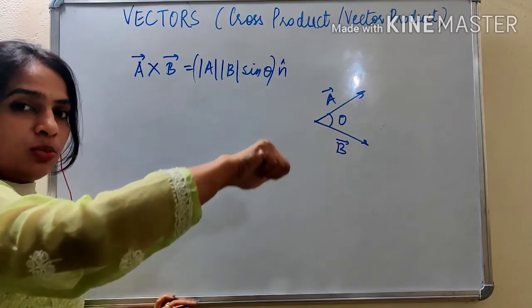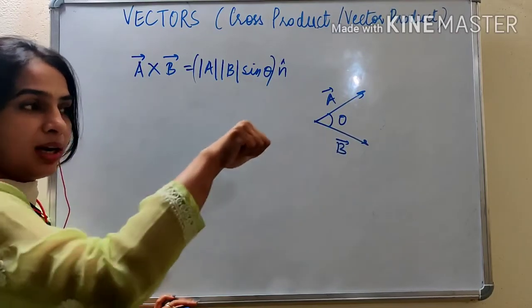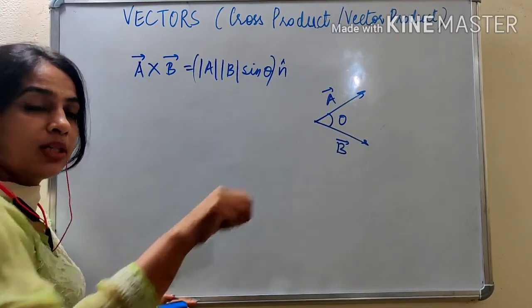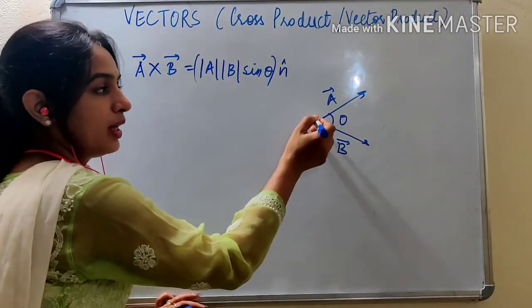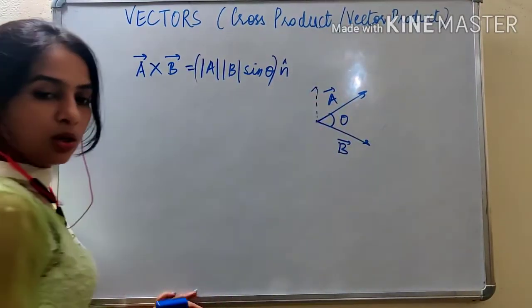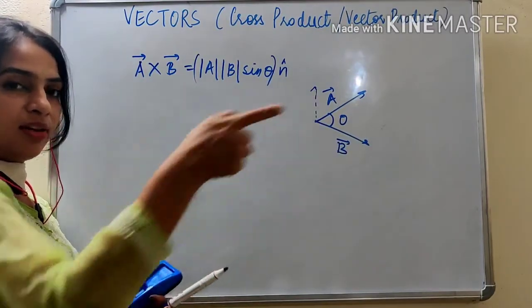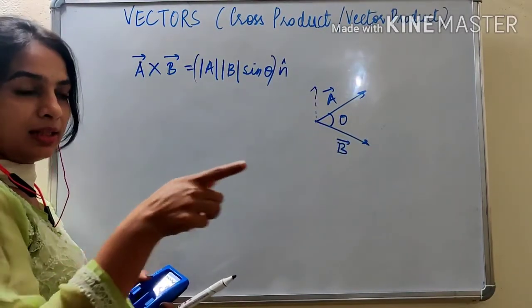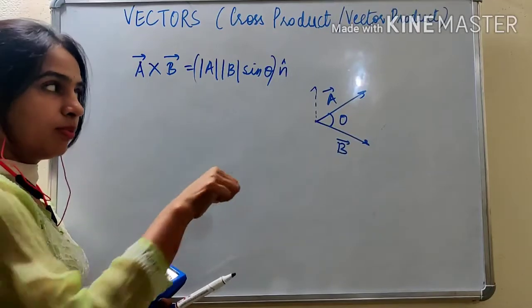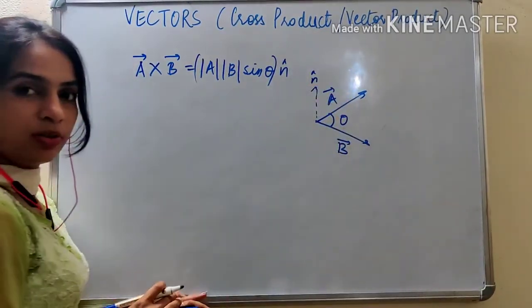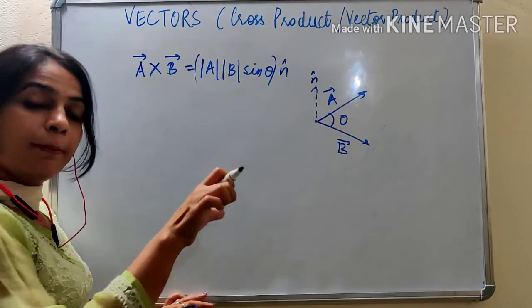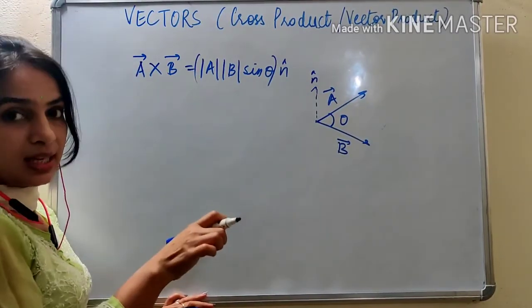So A to B, when I curl the fingers of the right hand, where does my thumb point? It is perpendicular and going inwards. I am drawing this way. Okay, it is like this. If A and B are like this, the perpendicular vector n cap of the resultant will be going inwards inside the plane.